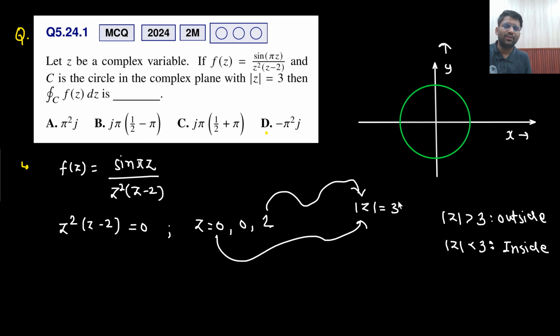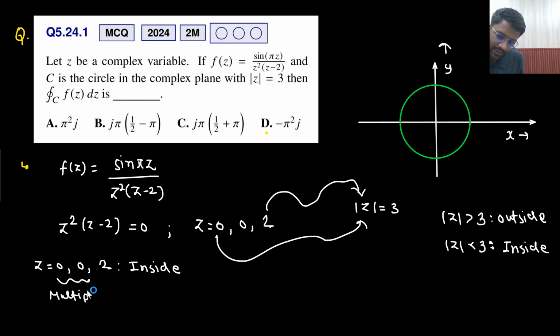Sir, mod of z: 0 would be less than 3, 0 would be less than 3, 2 would be less than 3. That means all of them are lying inside. Z equals to 0, 0, 2. If all of them are lying inside, what do I need to find out? I need to find out the residues. What kind of singularity is it? It is a multiple pole, and the other one is a single pole, right?